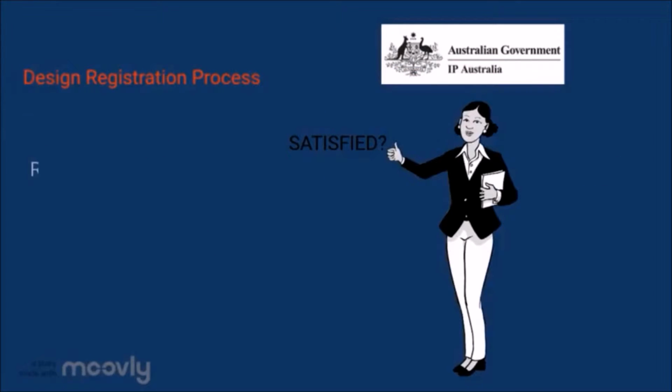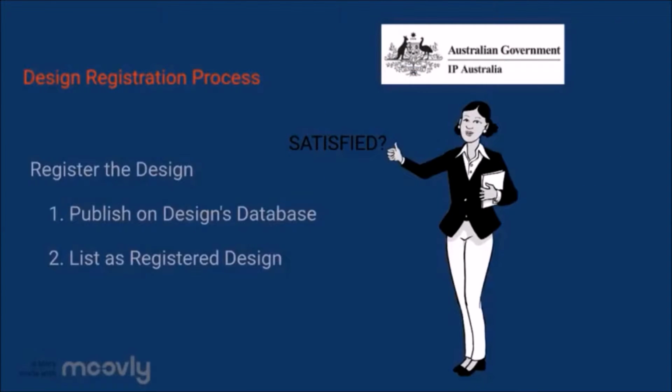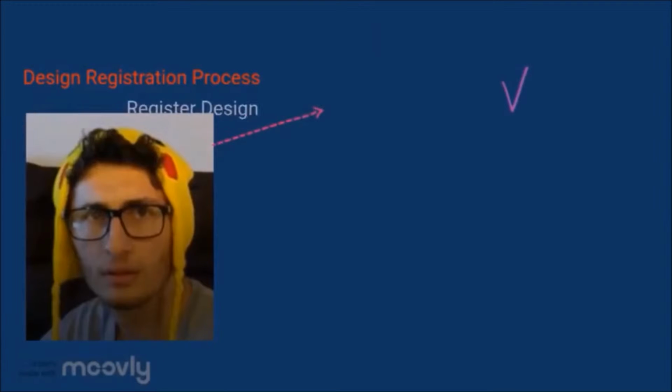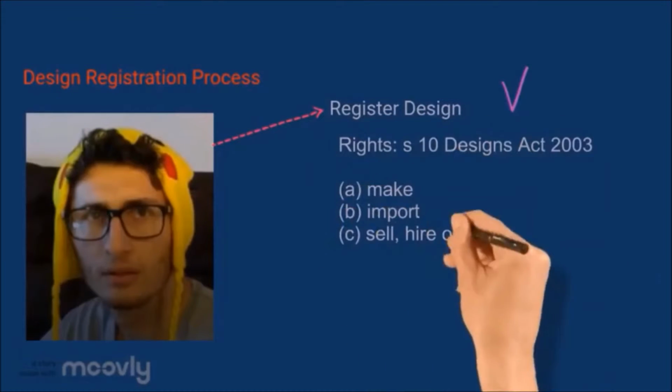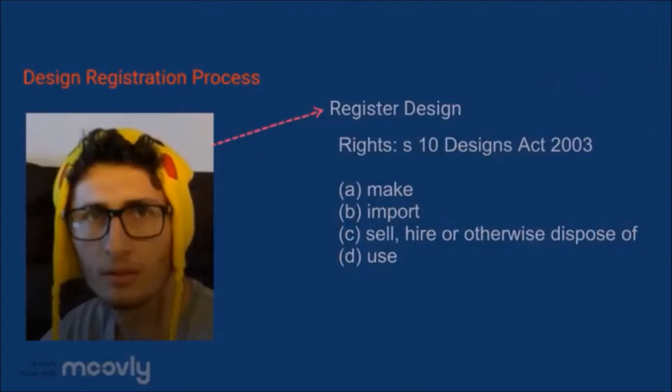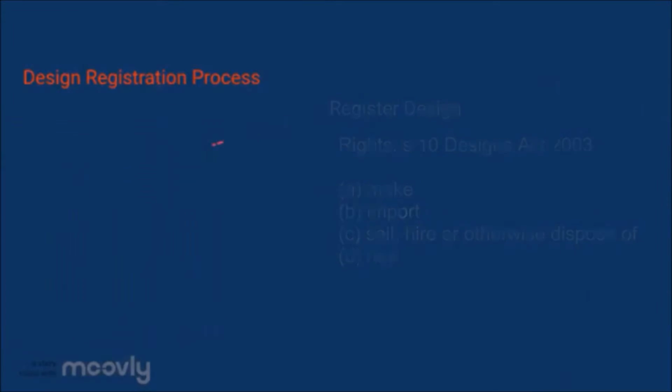If IP Australia is then satisfied, they will register the design, meaning the design will be published on the Designs Register and listed as a registered design. Should Robert follow this procedure, he could sell, license, import, and distribute his design on products embodying it.